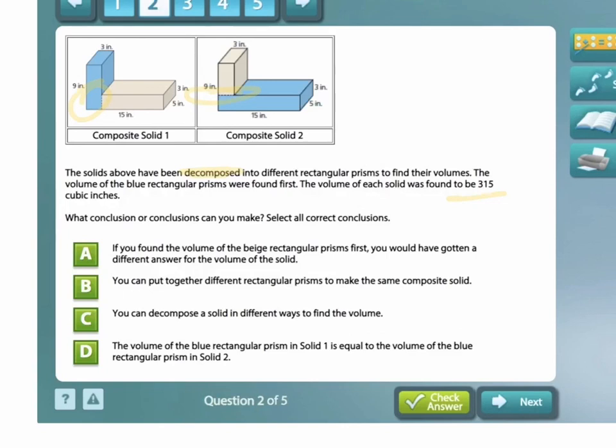So statement number 1 is true or false. If you found the volume of the beige piece first, this one and this one, then you would have gotten a different answer for the total volume. Well, that's not true, because it doesn't matter how you cut it up. When you add them all together, you're still going to get the same volume. So that is not true, so I would cross that one out.